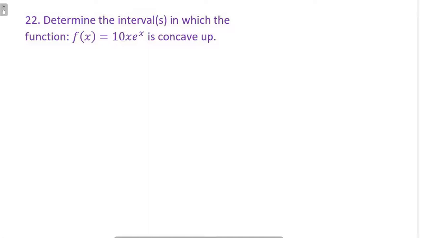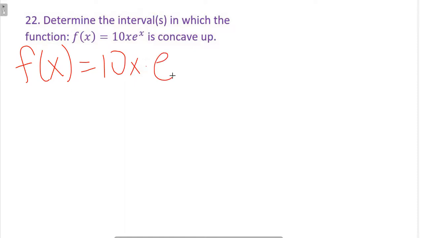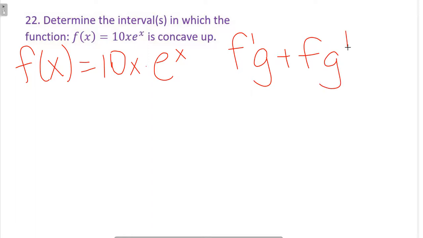Okay, so let's just get into this one, because it's kind of a ridiculous item, but we're going to do it anyway because we have to. The function is 10 times x times e to the x. So not too bad to take the first derivative. f(x) equals 10x times e to the x. Some people put a little dot there to remind you that if I see two things being multiplied, I've got to use my product rule: f prime g plus f g prime. And that's what we for sure have to use here to get the first derivative.